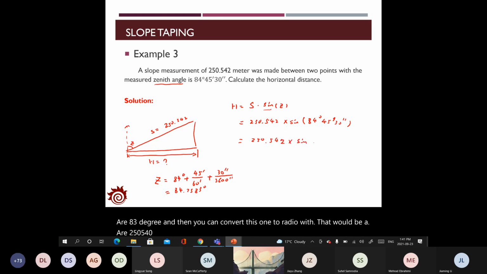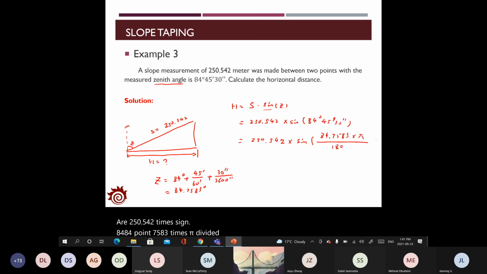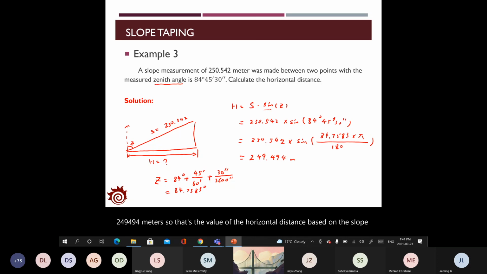With that, that will be 250.542 times sine of 84.7583 times pi divided by 180. So that's the way for you to find out the radian. And with that, you can use the calculator or Excel to find out the value of the horizontal distance, which would be 249.494 meters. So that's the value of the horizontal distance based on the slope distance and the zenith angle.